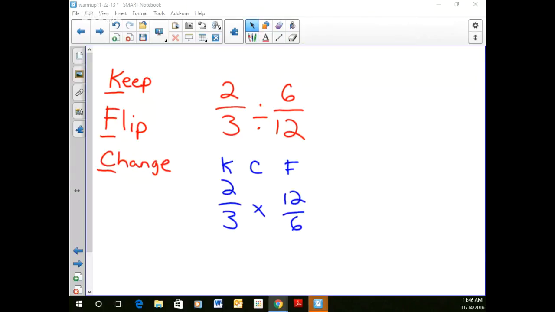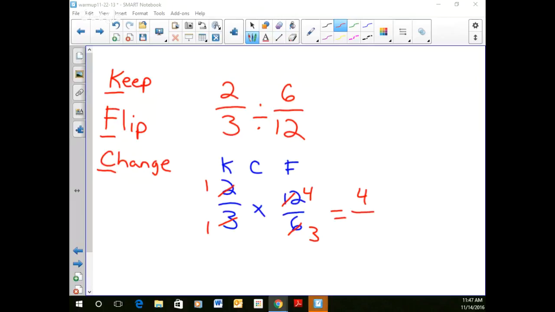Then we look to see if these fractions diagonally or cross ways can be simplified. 3/12 is diagonal, and that can be simplified to 1/4. And then 2/6 is diagonal, and it can be simplified to 1/3. Now we have our fractions simplified, and we can multiply the new numerators 1 and 4 and get 4, and the new denominators 1 and 3 and get 3. So we're left with an improper fraction of 4/3.